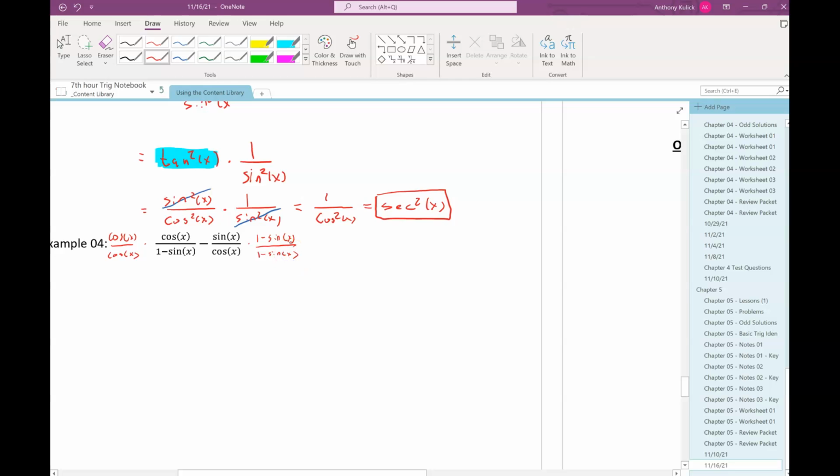So the first fraction will multiply by cosine x over cosine x. And the second fraction will multiply by 1 minus sine x over 1 minus sine x. Everybody's okay with that? If you're not, stop and ask, and I'd be happy to try to explain more, or slow down, or give you an analogy with just numbers in it, so it's a little bit easier to see what we're doing.